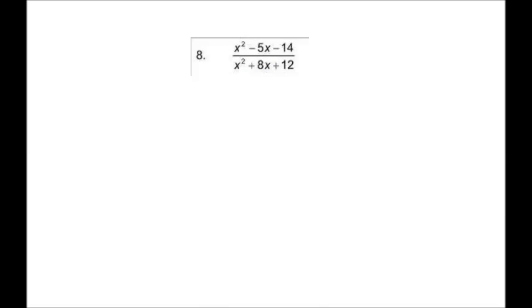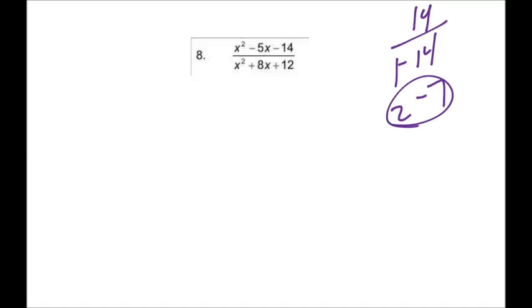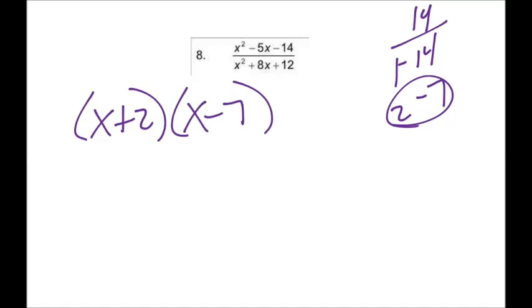The top, we've got trinomials. The top one you're going to find the factors of 14. 1 and 14, 2 and 7. Signs are different. Large is negative. Need to equal 5. So on the top it's x plus 2 and x minus 7.